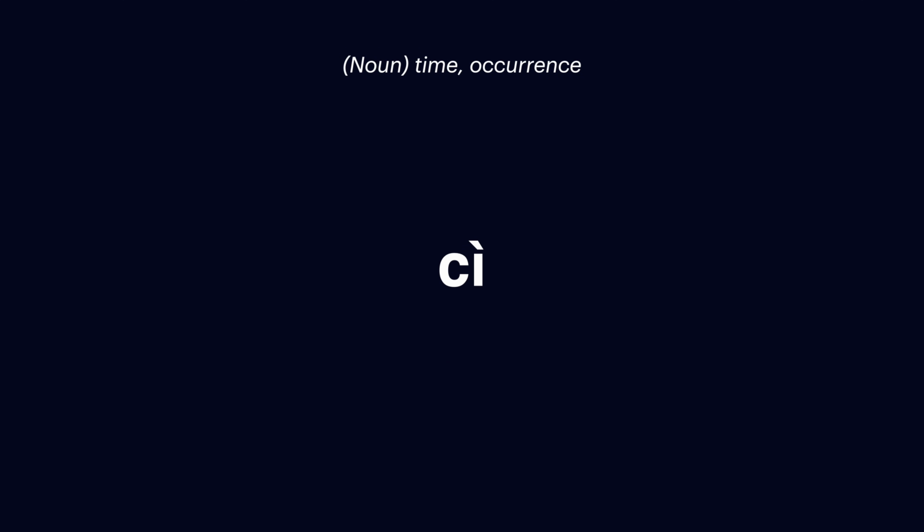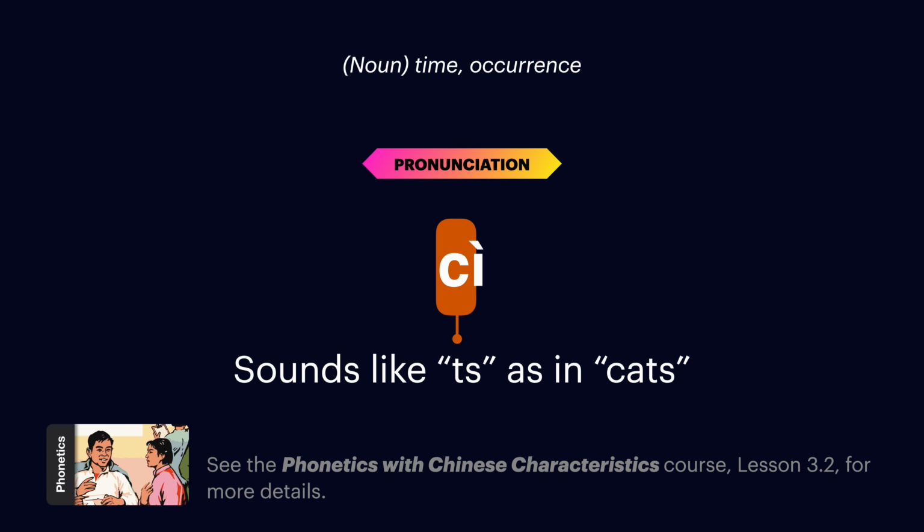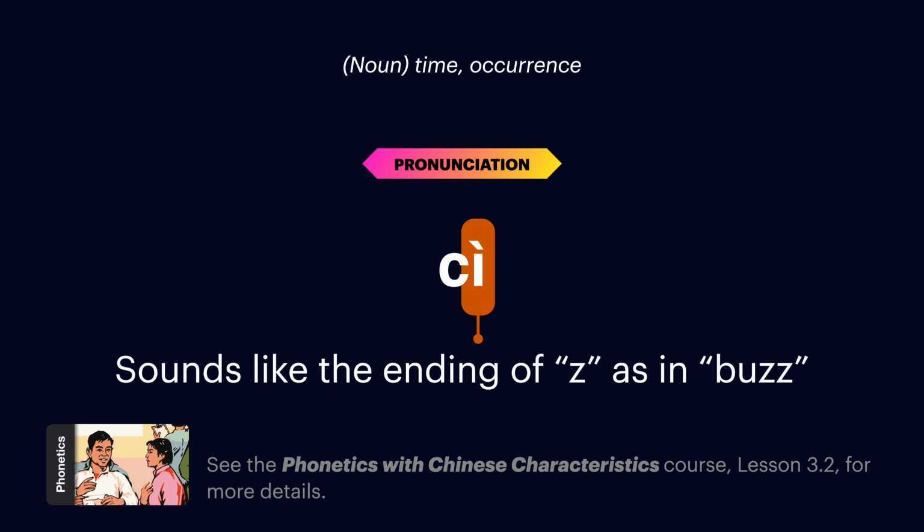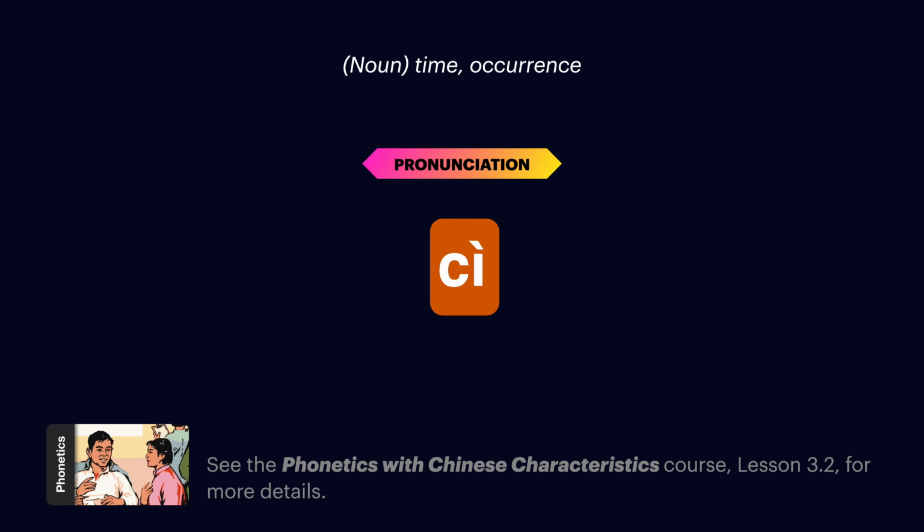And 次 means time in the sense of occurrence, as in it happened one time or next time. The spelling of this word can be a little bit confusing. First of all, the letter C here is pronounced like c as in cats. And the vowel here is a little bit tricky too. You can think of it this way. First say zi, but now remove the initial z and you're left with the vowel, right? And that vowel is represented here with the letter I. Putting them together, the entire syllable sounds like 次.